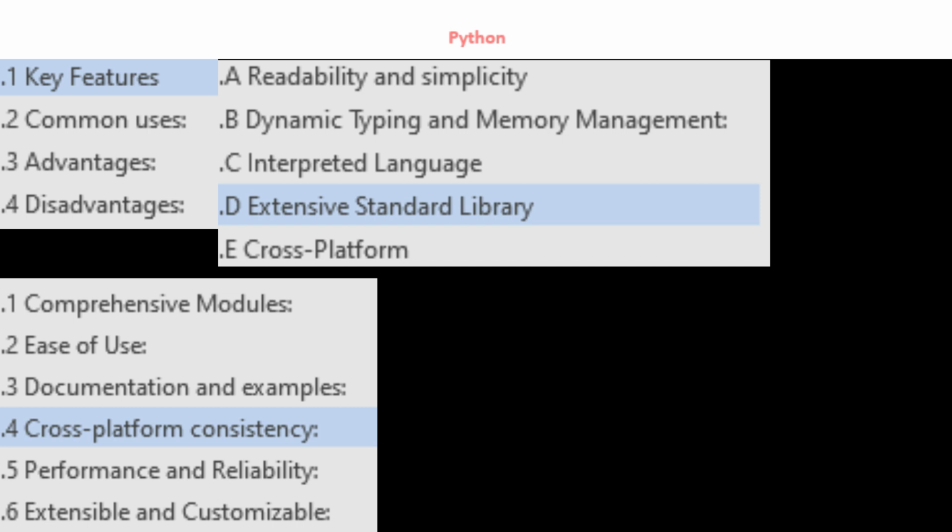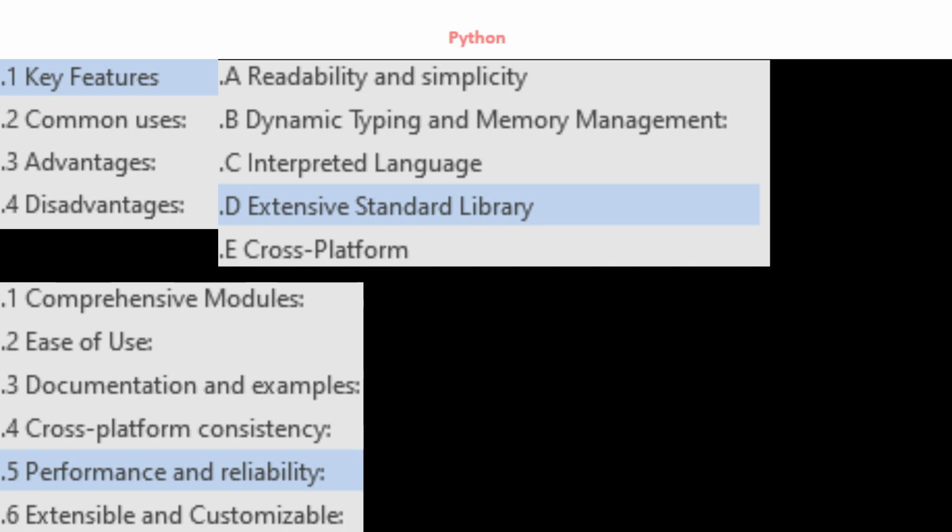Minimal external dependencies. Many standard library modules require no additional installations, reducing dependency issues and simplifying deployment. Example: the random module for generating random numbers and the datetime module for manipulating dates and times are included out of the box. Performance and reliability.